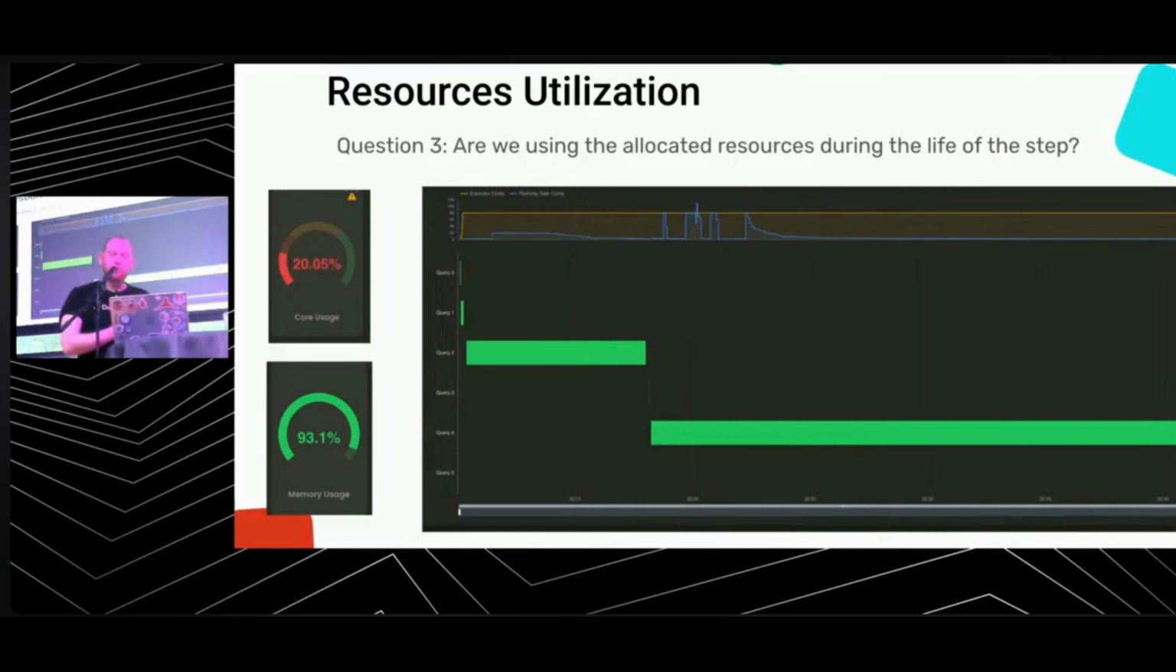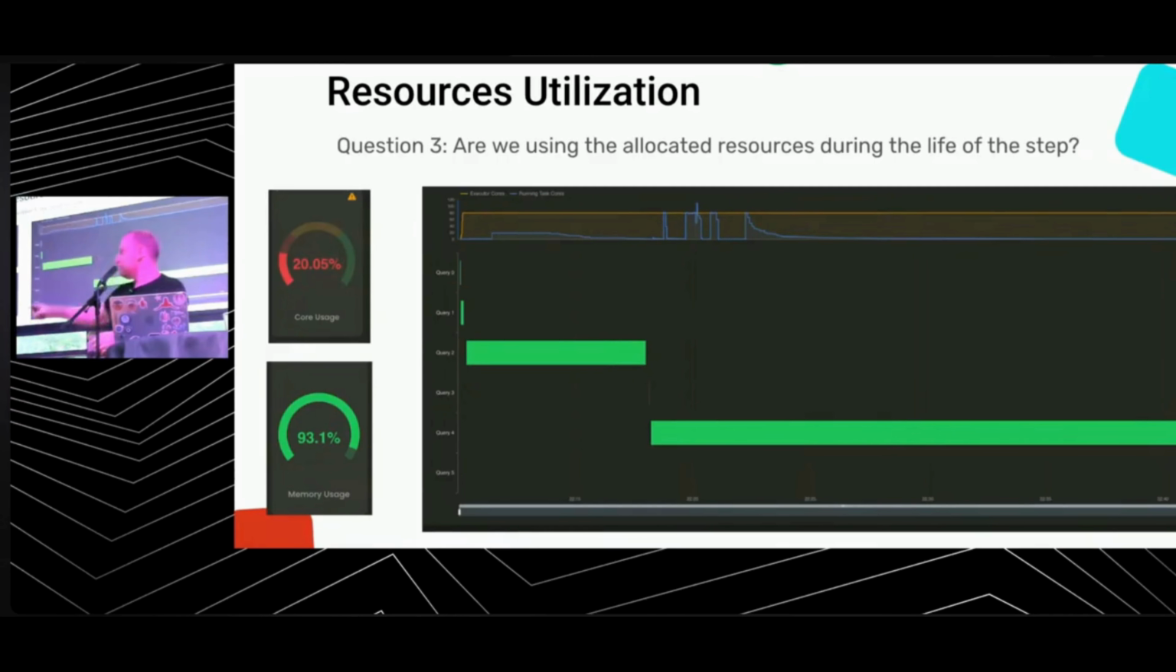A lot of the time we see that the core utilization is super low, like 20%. Only 20% of the cores are actually doing anything in the job we gave it. Memory could be high, could be 100%. So why is this happening, and how is it related to Airflow?